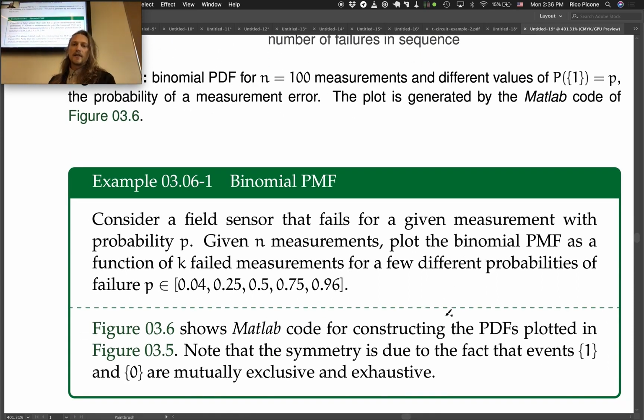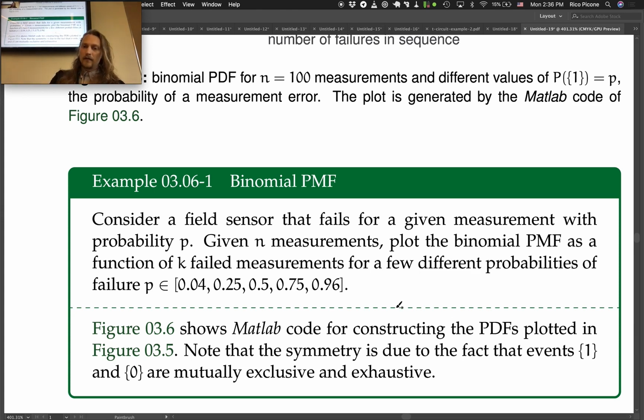Consider a field sensor that fails for a given measurement with probability p. So we're taking that to be outcome 1, right? Fails, outcome 1. Given n measurements, plot the binomial PMF as a function of k failed measurements for a few different probabilities of failure. So if the probability of failure is 4%, 25%, 50%, 75%, or 96%, we want to know how many failures, or what is the probability of getting k failures in a given set of n measurements.